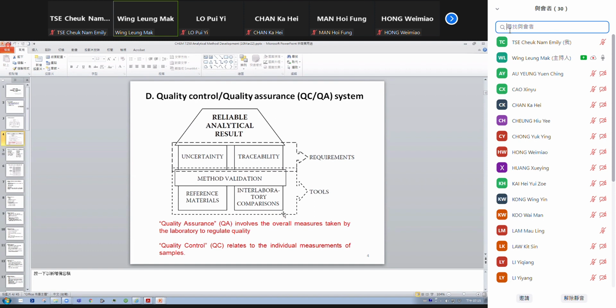And also in the QC/QA system, you will compare with inter-laboratory comparisons. We may talk about this in the last lecture. The inter-laboratory comparison is just like public examinations for the laboratories. Okay, you compare their results.